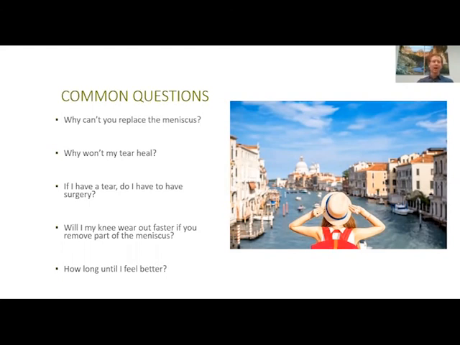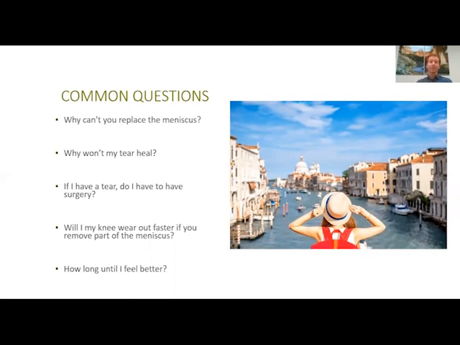And then, will my knee wear out faster if you remove part of the meniscus? It's not really well known. What we do know is that if we take out meniscus, it's meniscus that wasn't helping already. And so torn meniscus is not providing any support of the knee. It's not providing any cushion. It's just not useful. So taking that out is not going to actually lead to more degeneration. The damage has been done, so to speak.